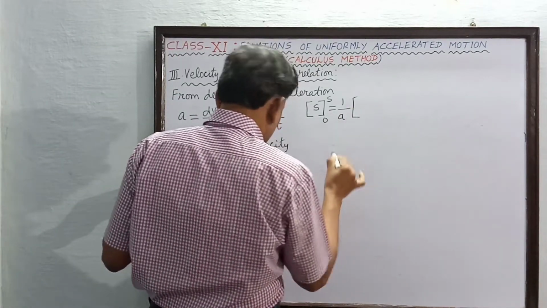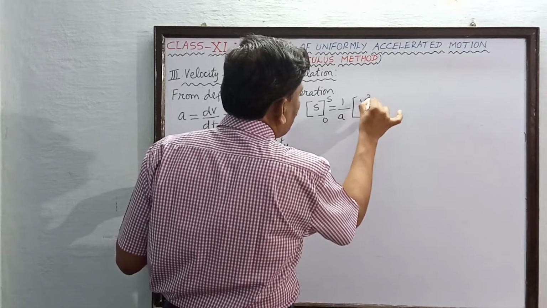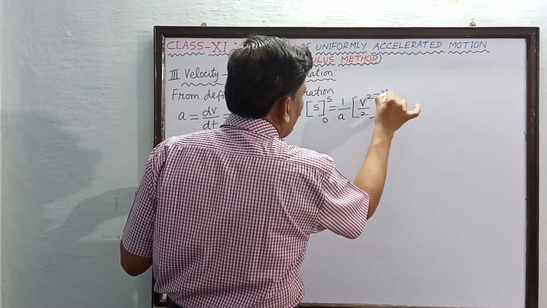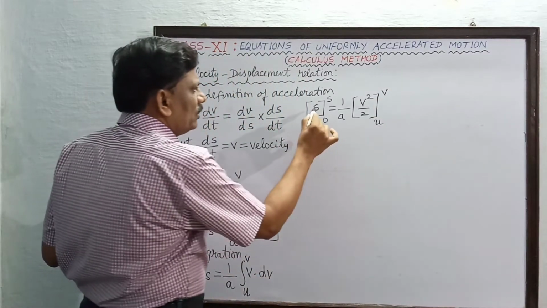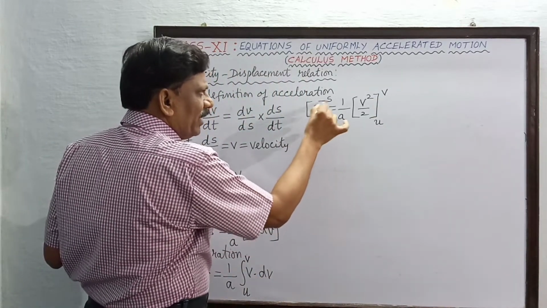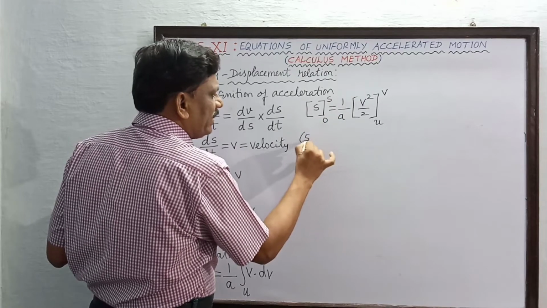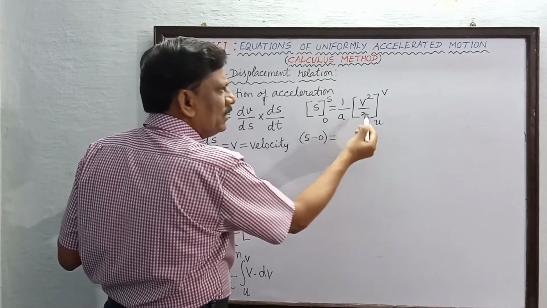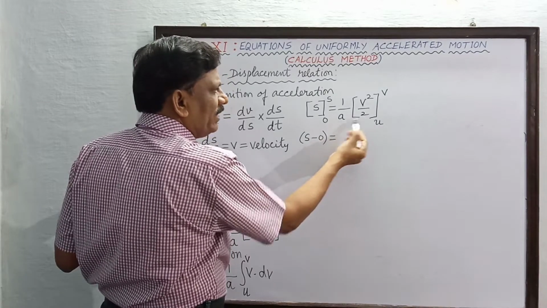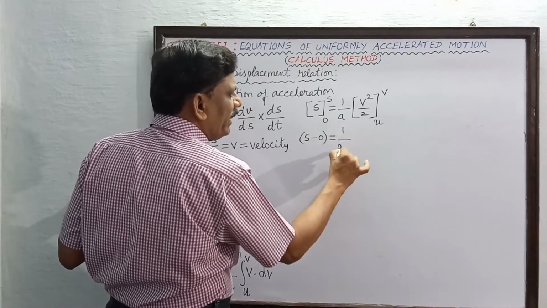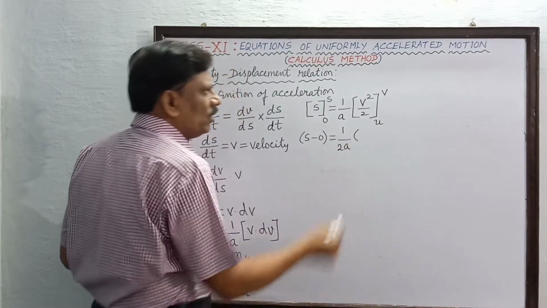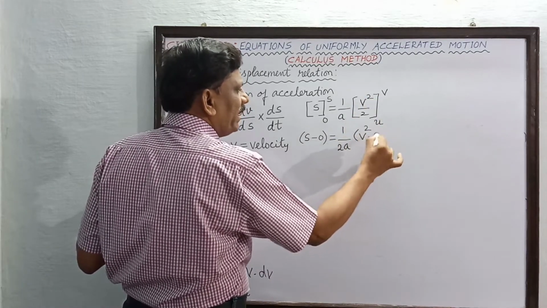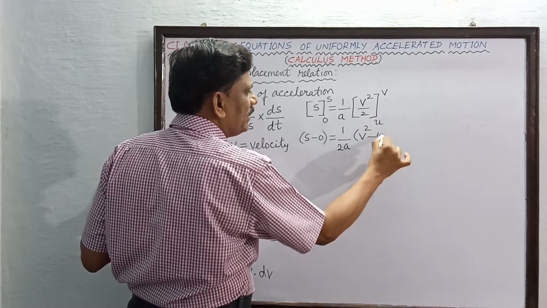The value of velocity changes from initial value u to a final value v. So the upper limit minus lower limit on the left hand side will make it s minus 0. On the right side, 2 is a constant, I will take it out. So it will become 1 by 2a into upper limit for v square, which is v square itself, minus lower limit for v square, which is u square.